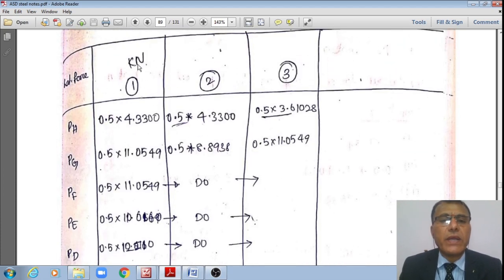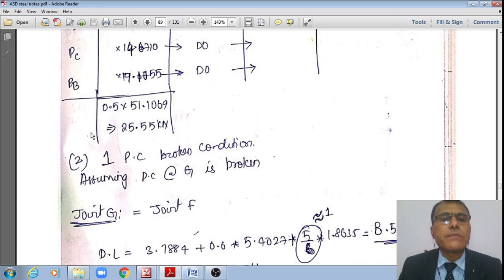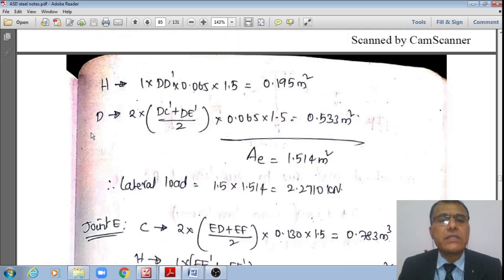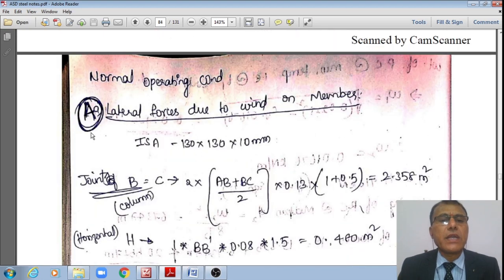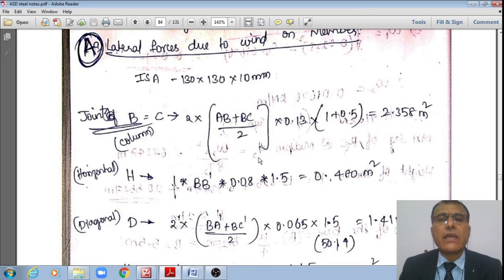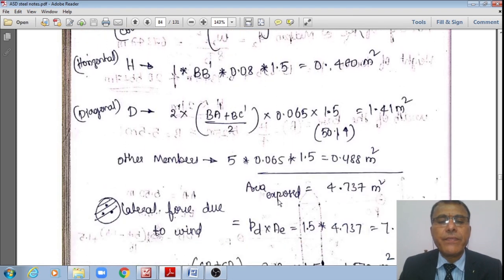Once I get these, now I will show all these values in a tabular format, student, like this, right? Therefore, this is one, under normal operating condition, right? Now let me go back to this point B, right? At joint B I got the force like this. This is at joint B I got under normal operating condition 1, the lateral force due to wind on the members.